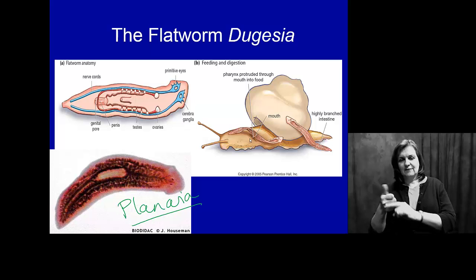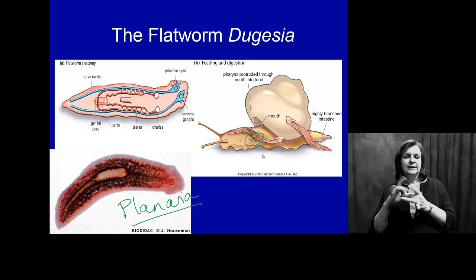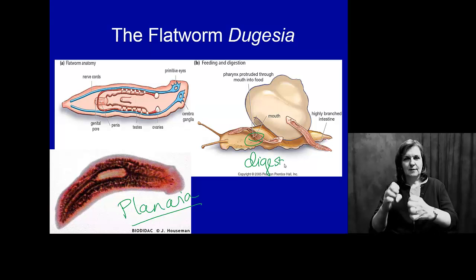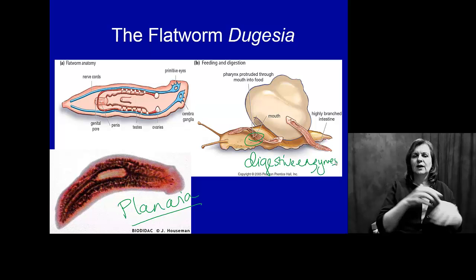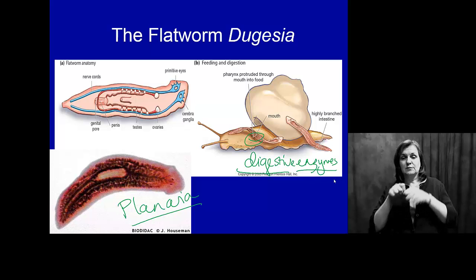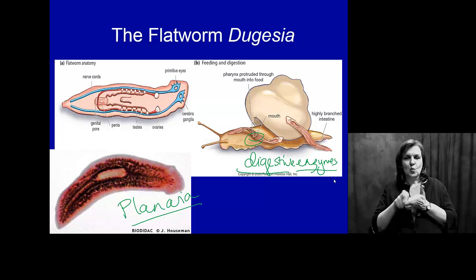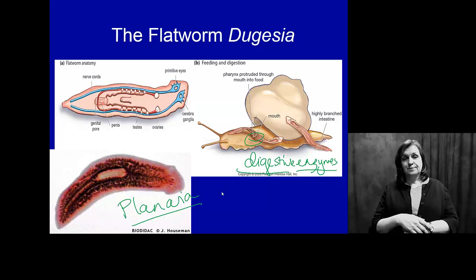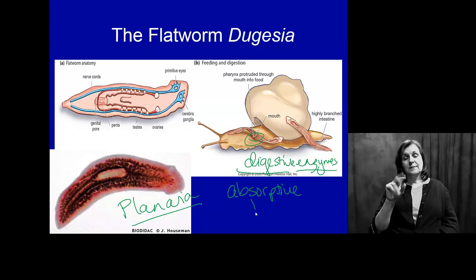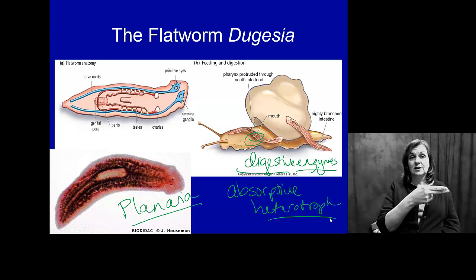So it attaches itself, as it has here, to our snail, and it expels digestive enzymes like our fungus. So when those digestive enzymes are excreted, they will start to digest, and then the worm simply reabsorbs what's been digested on the outside. So we would put them in the category of absorptive heterotroph, just like the fungus.